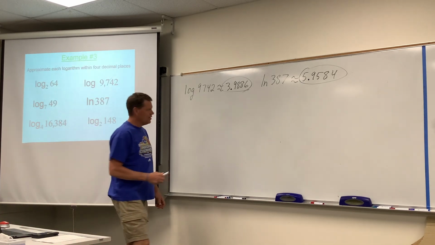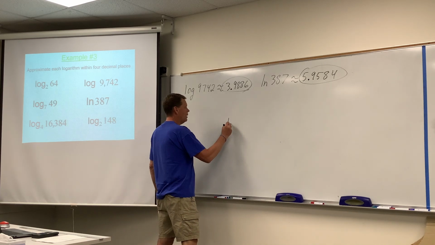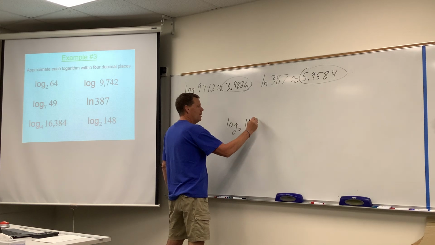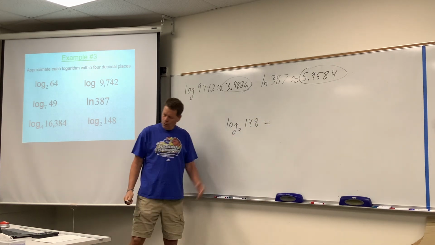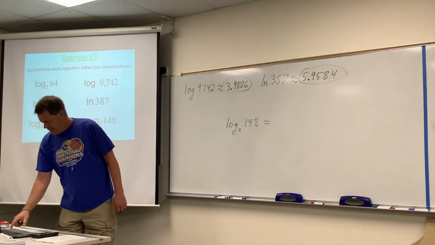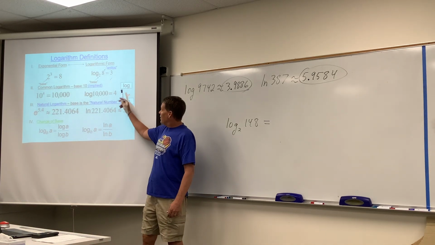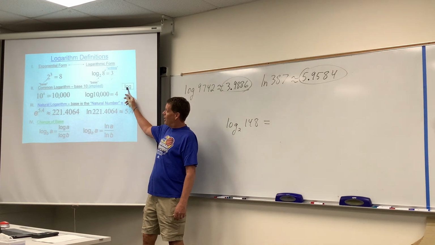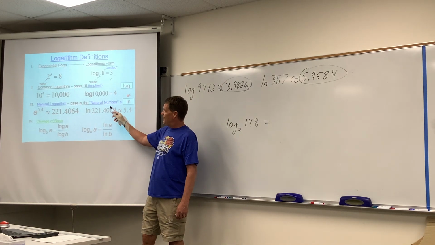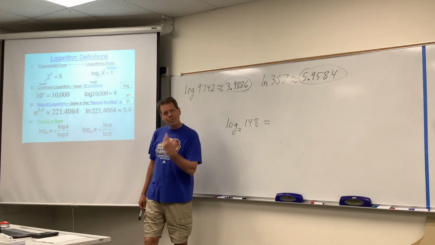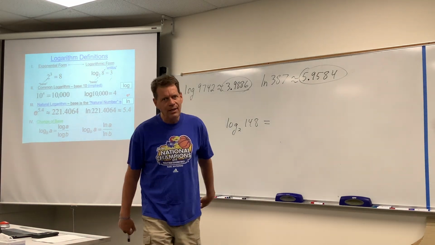Last example on this slide. The log base 2 of 148. Now, you know what? Calculator doesn't have a log base 2 button. It's got a log base 10, otherwise known as common. It's got an ln, which is base e. That base is neither one of those. Yeah! I'm gonna do me some change of base. What do you think? All right?